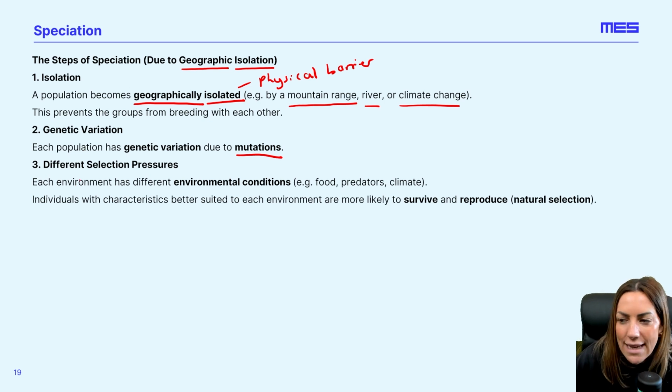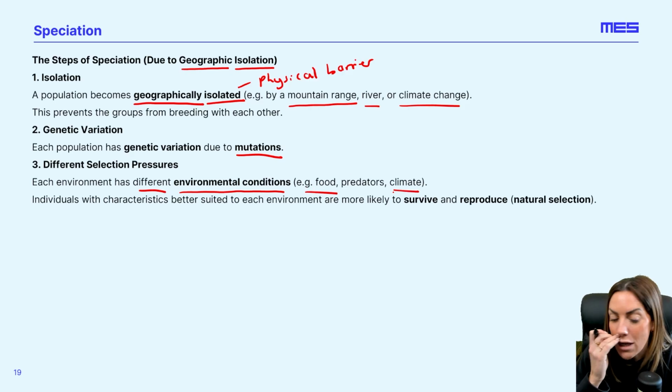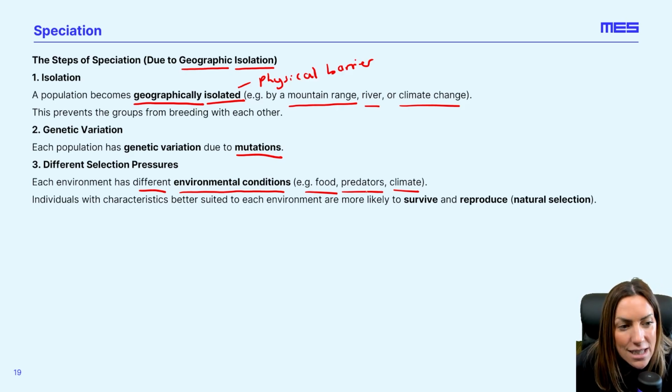There could be slightly different environmental conditions. So maybe there are different sources of food where they live. Maybe the climate or the temperature or the amount of rainfall is slightly different. Maybe there's different predators. Maybe there are different diseases. There has to be some kind of difference in the environment. So there's different kind of pressures, different selection pressures, as we call them, put onto those populations.